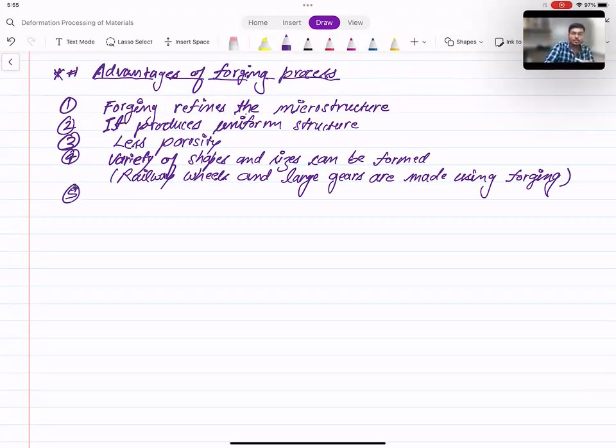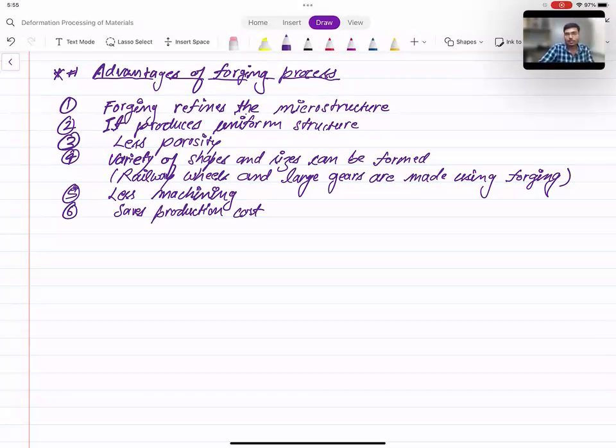Now next I told was less machining. And also the production cost is relatively lower. Okay, so it saves production cost. Next. Okay. So these were some advantages.